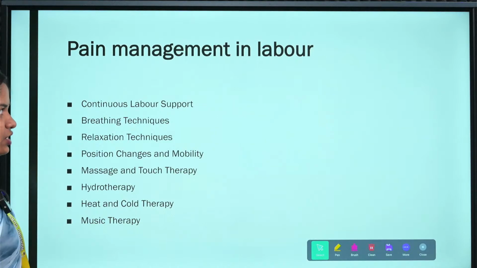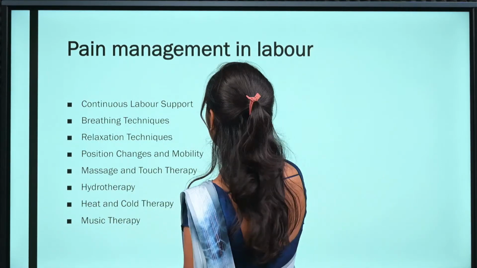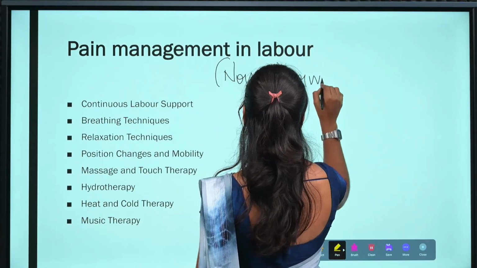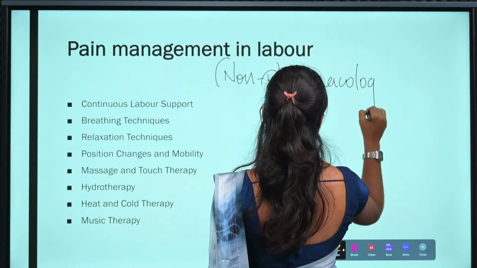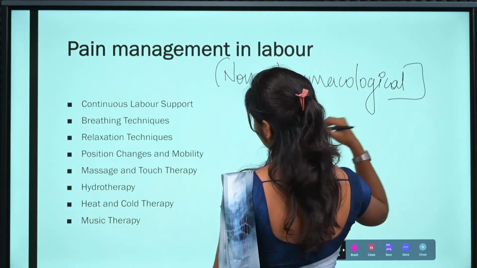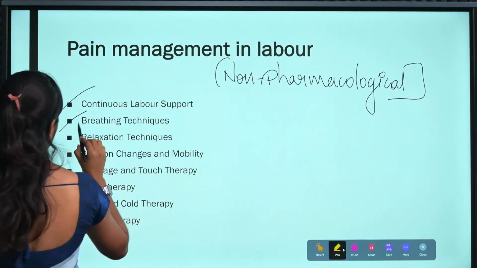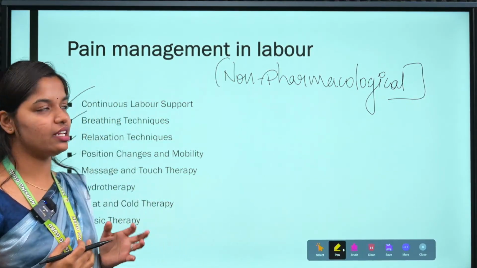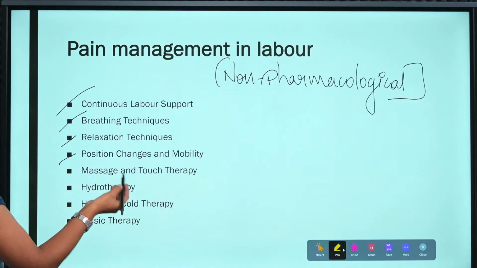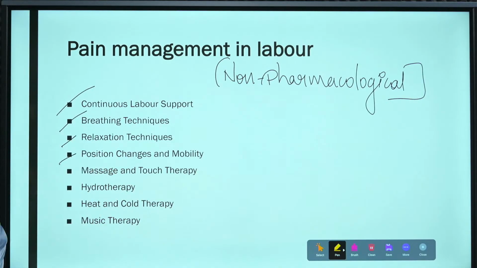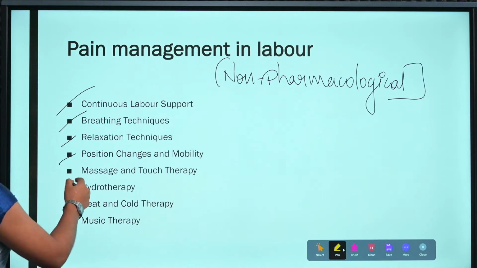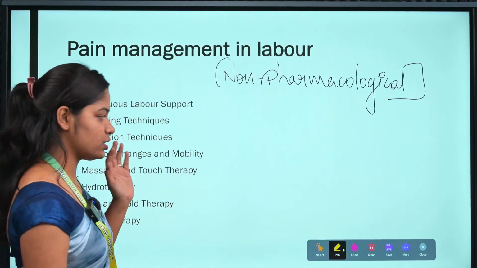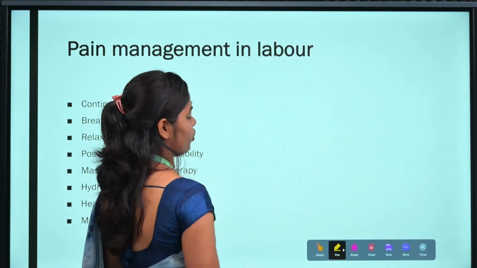Next is pain management. This is non-pharmacological pain management: continuous labor support, breathing technique, relaxation technique. Without any medication, how can we manage the pain? Continuous labor support, breathing technique, relaxation techniques, position changes, massage and therapeutic touch, hydrotherapy, heat and cold therapy, music therapy. Without using medication, how can we control the pain?